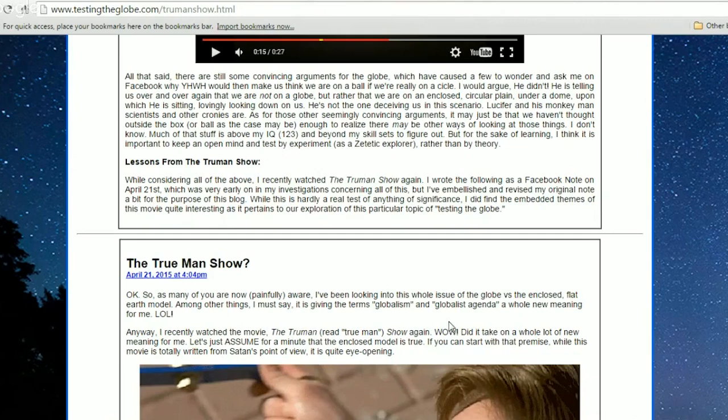But for the sake of learning, I think it is important to keep an open mind and test by experiment as a zetetic explorer, rather than by theory. I mean, we can theorize anything, but let's use the inquiry method of science, where we ask questions and go out and actually test it and observe it and see what happens. That's one of my biggest problems with evolution, is it totally defies the scientific method. There's nothing we can observe. There's nothing we can test. There's nothing we can repeat.